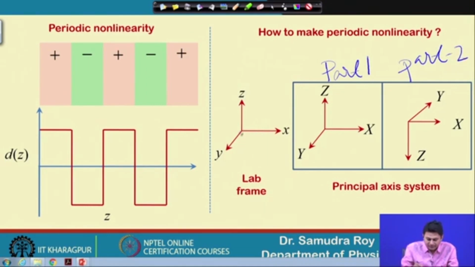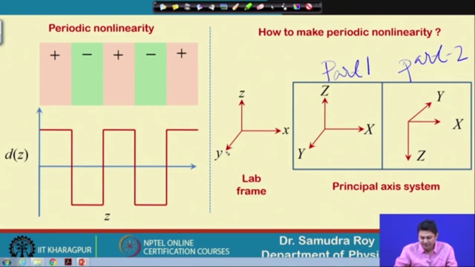This is a laboratory frame, and we know that for any crystal we can write our D matrix for a given coordinate system. Normally the D matrix is written in terms of the principal axis. So, capital X, capital Y, capital Z is a coordinate system which gives us the principal axis. In part 1, this coordinate system coincides with the lab frame.